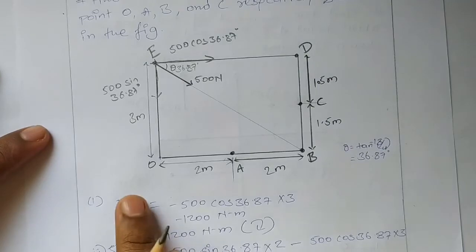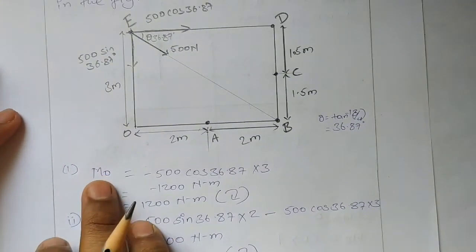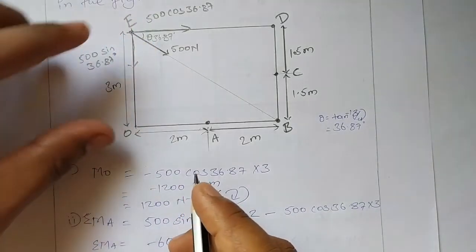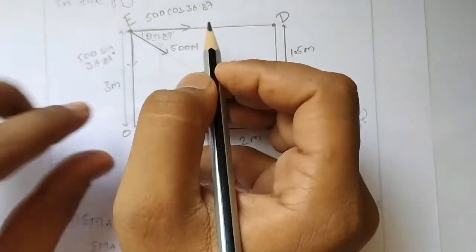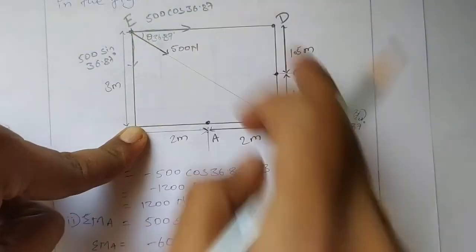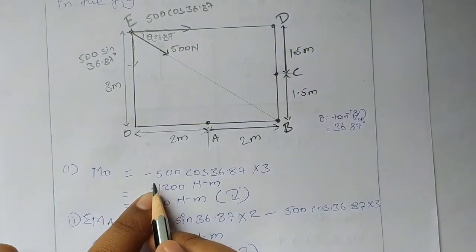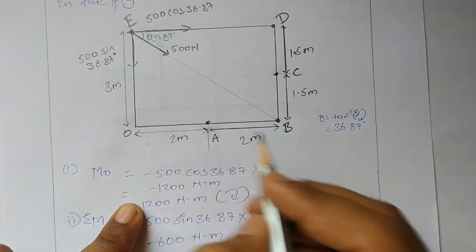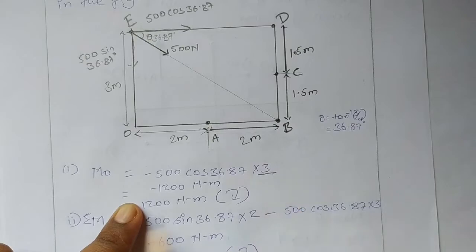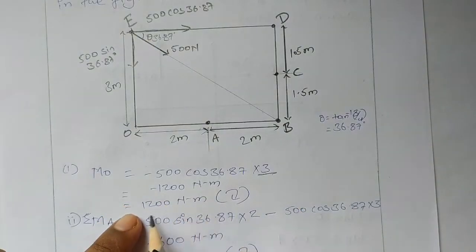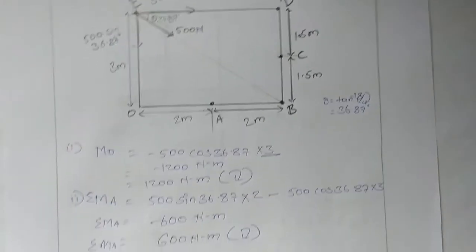So the moment about O is given by, similarly, see here the direction is towards the right. About point O, it is making a clockwise moment. That is why it is taken negative. Minus 500 cos 36.87 into the perpendicular distance of 3. So it comes out to be minus 1200 Newton meter. Again it can be written as 1200 Newton meter in the clockwise direction.